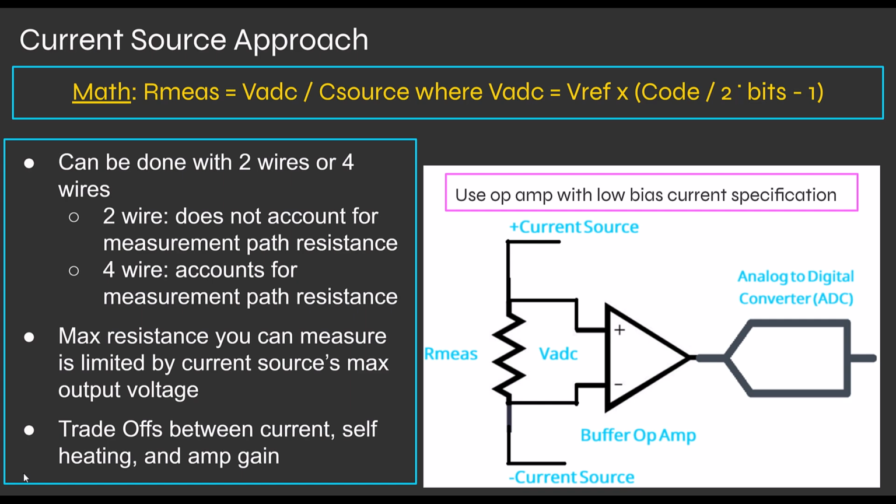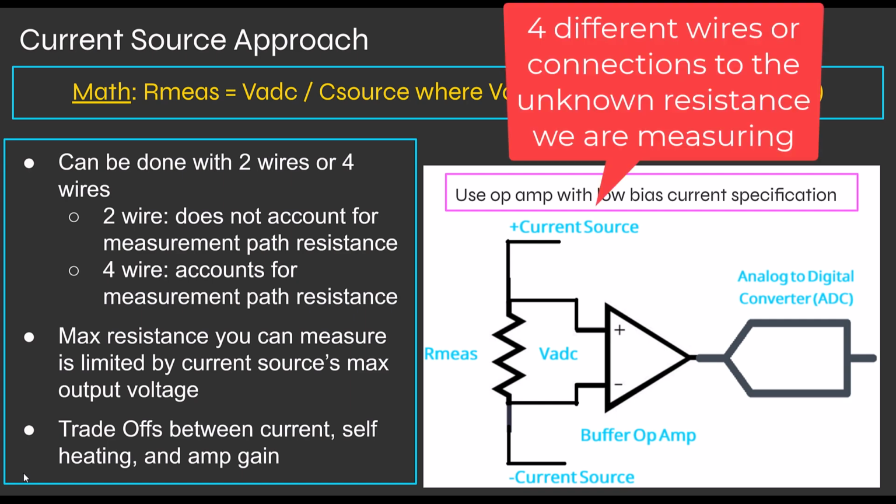But before we do that, I want to mention the 2-wire versus 4-wire. So in this setup, I'm showing a 4-wire setup. And that means we have 4 wires, right? We have current source plus and minus. So those are separate connections to our resistance that we're trying to measure. And then we have our measurement connections right across the resistance. So those are 3 and 4. So we have 4 different wires making this measurement.